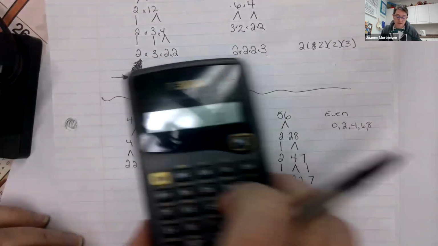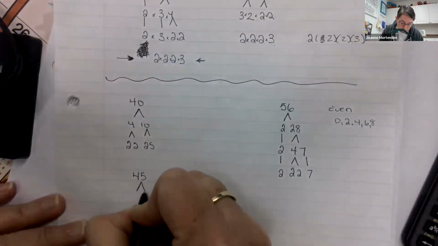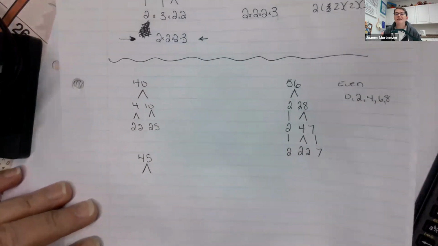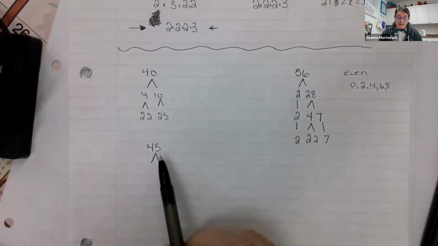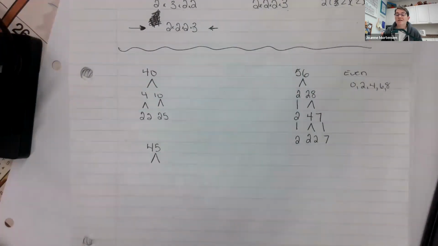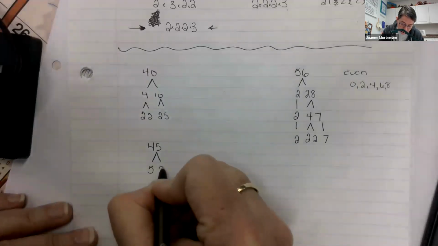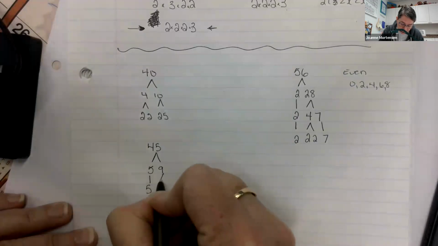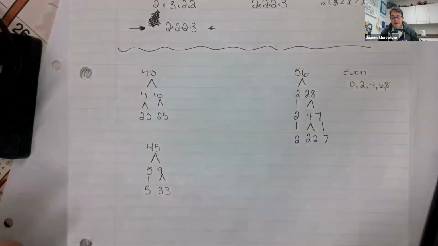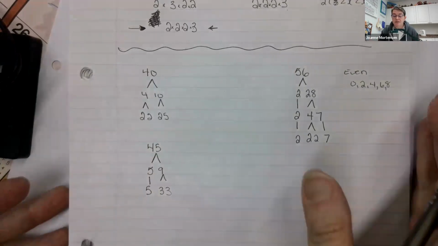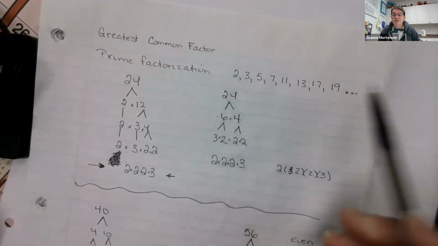well, let's pick another number. Let's do 45. Oh, that one's too easy. You guys can already tell me what the factors are, or at least one of them. The other rule is if it ends in a 5 or a 0, it is divisible by 5. 5 and 9, 5, 3, and 3. Where I was going is if you have a number and you have no idea where to start, go back to your list of prime numbers and just start dividing by those.